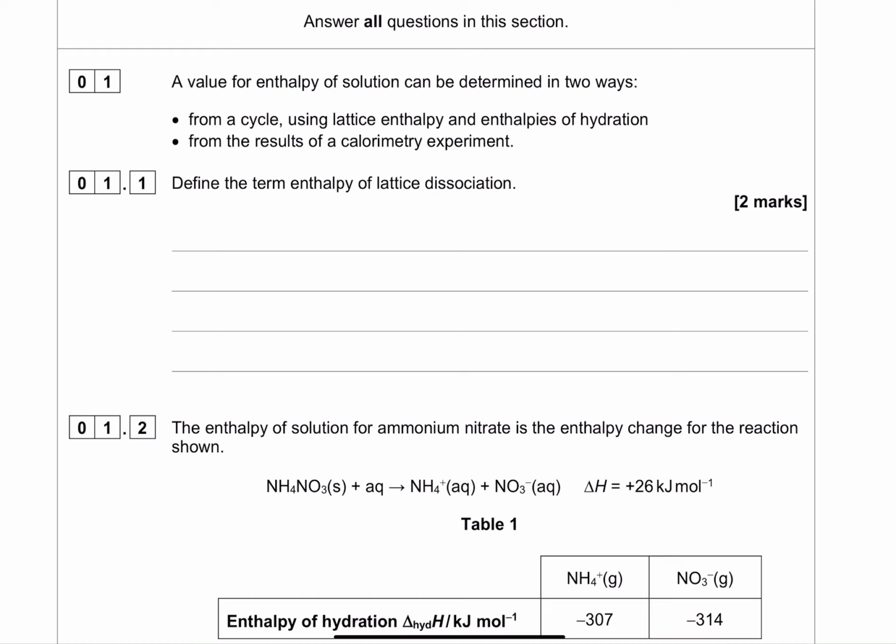So we need to be clear about what we mean by enthalpy change. An enthalpy change is a heat energy change at constant pressure. And then we need to say what lattice dissociation is. So it's the heat energy change at constant pressure.